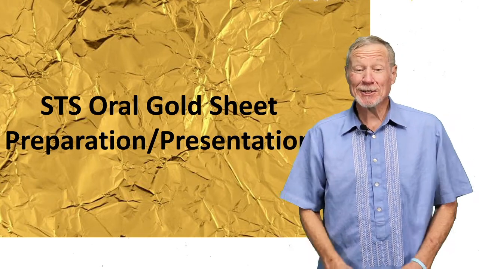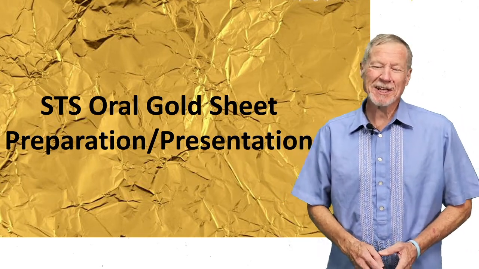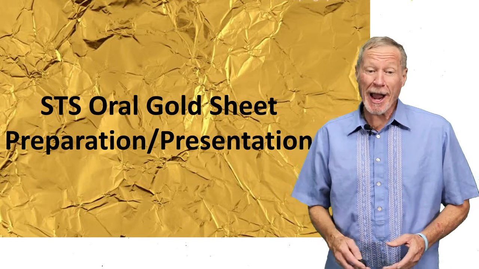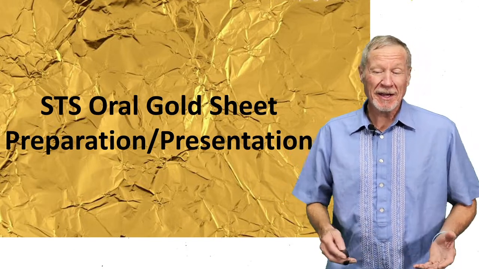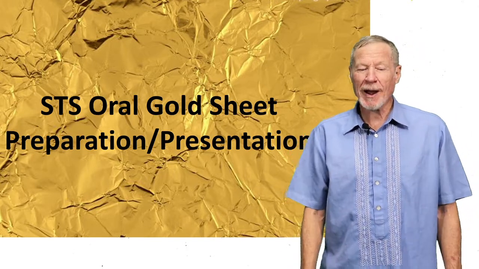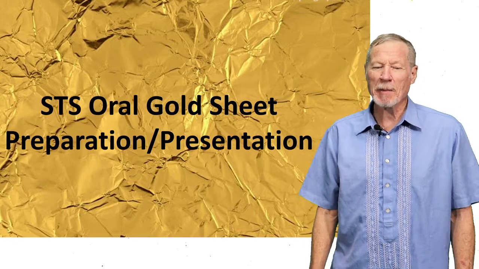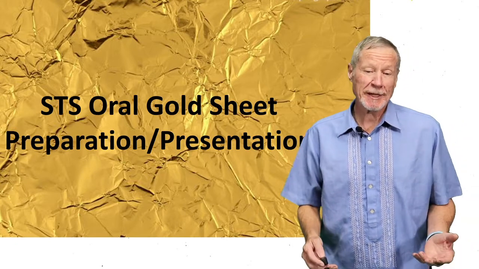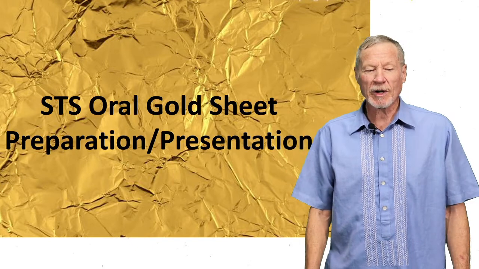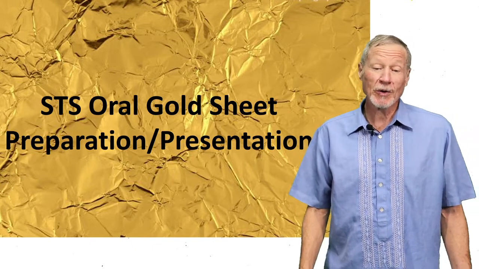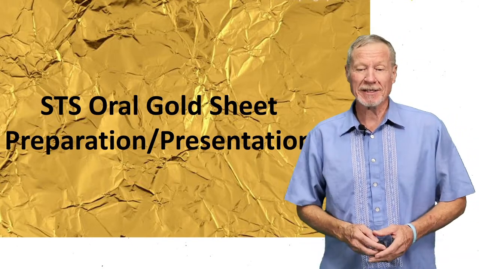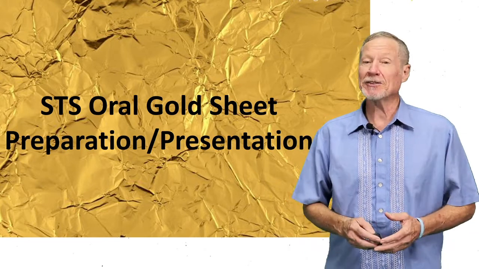The STS preparation and presentation gold sheet is described by the color gold because it has always served as the primary template for the STS method. However, since we work in so many preferred oral cultures, the need arose for a truly oral gold sheet that did not need literacy to be understood.